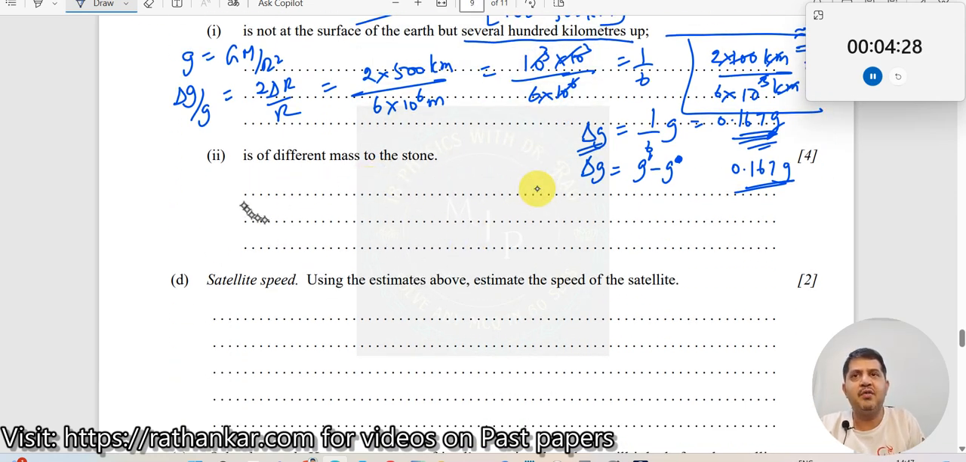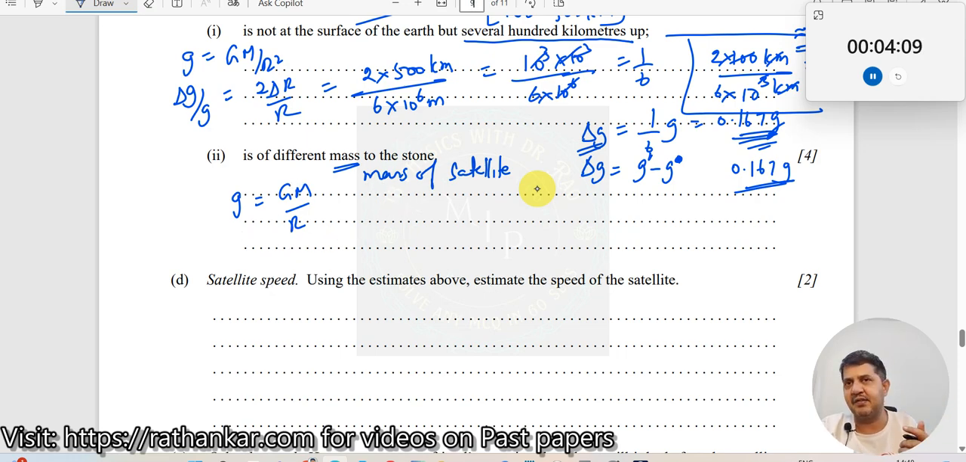See, when you talk about the value of g, g is given by GM by r square, where M is the mass of the earth. And there is no value of this mass, which mass is this? The mass of the satellite. The mass of the satellite does not come into the picture at all here. So it does not depend upon the mass of the satellite or the mass of the stone. Hence it is directly dependent only on GM by r square, the mass of the earth, and the distance between the center of the earth and the particle or the satellite.